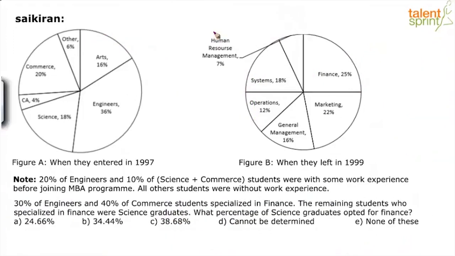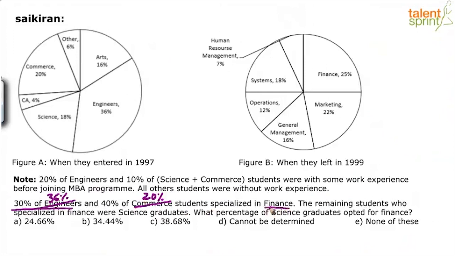The last one here, quickly the last one, see what it says. 30% of engineers. How many are engineers? 36%. So let me just replace with 36% directly. And 40% of commerce students. How many are commerce students? 20%. So 30% of 36%, because it's all about numbers, right? You just have to pick up the right numbers. So 30% of 36%, 10.8%, 40% of 20%, 8%.